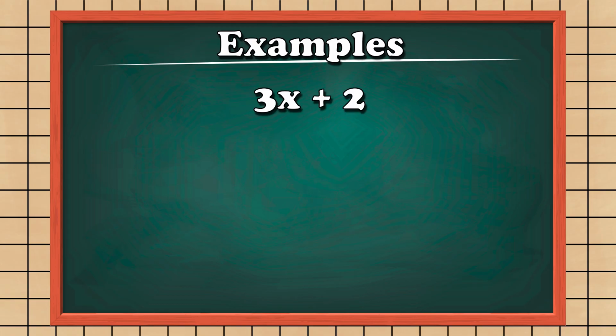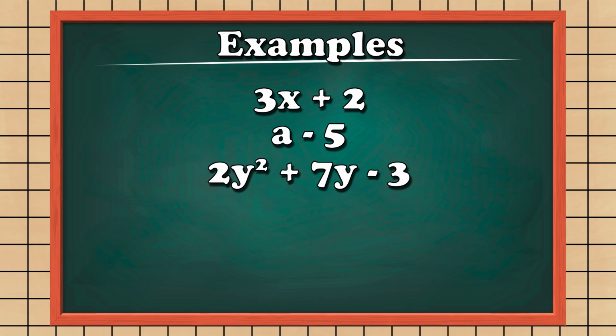Examples: 3x plus 2, a minus 5, 2y squared plus 7y minus 3. Don't worry if you cannot understand this now. We will explain its parts later.